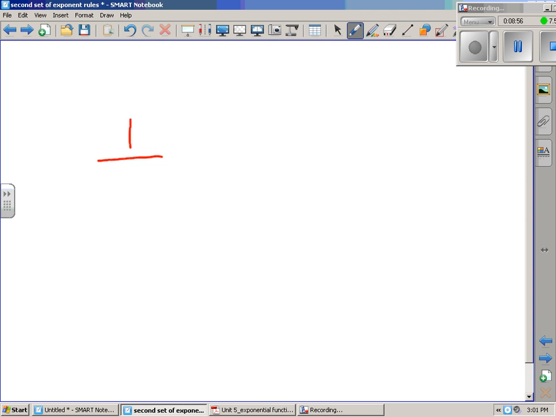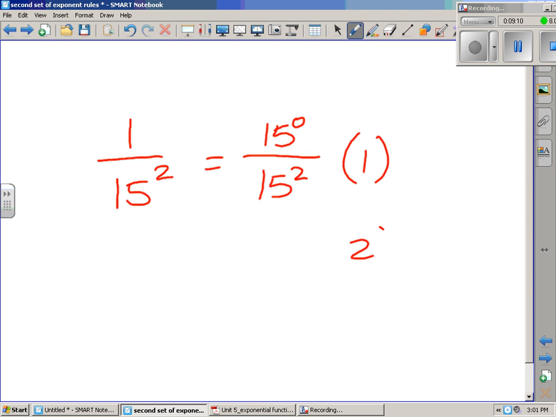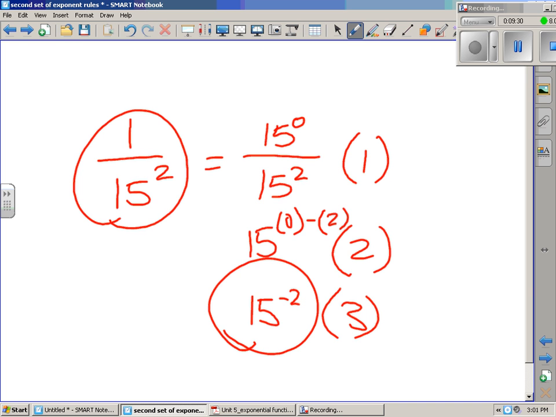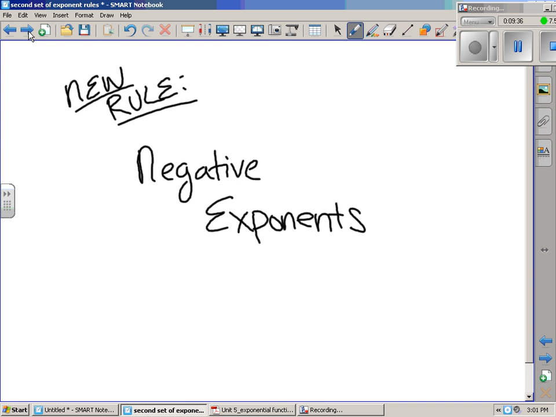Let's use 1 over, let's try 15 to the power of 2. So step 1, we replace 1 with 15 to the 0th power. So here is step 1. And then step 2, we use our rule. We write our base, and then we take the numerator's exponent and we subtract the denominator's exponent from it. The difference between 0 and 2 is -2. So we just made it to step 3, and we see that 15 to the -2nd we proved is equivalent to 1 over 15 to the 2nd power. So that brings us to our new rule.